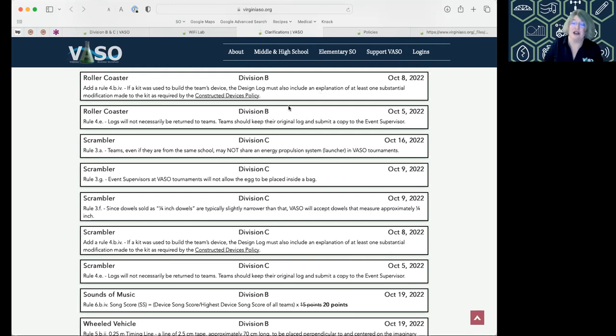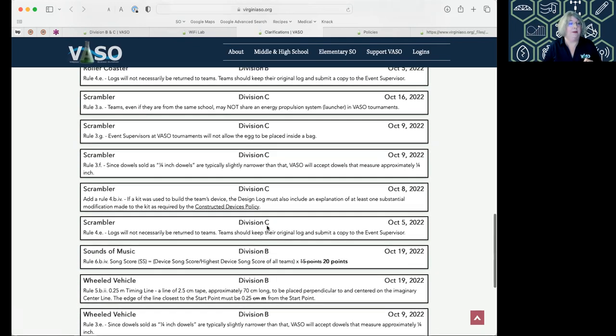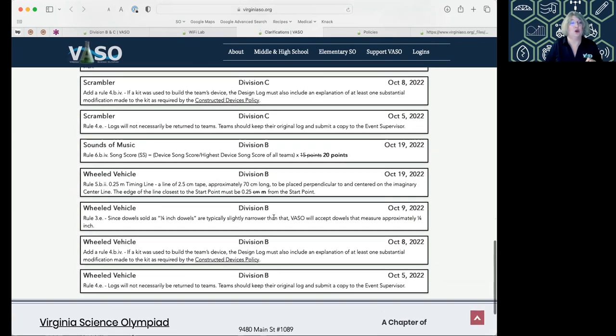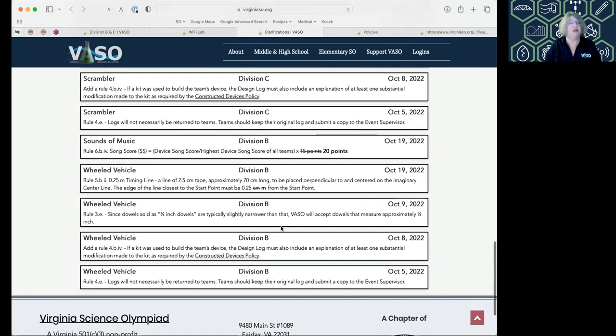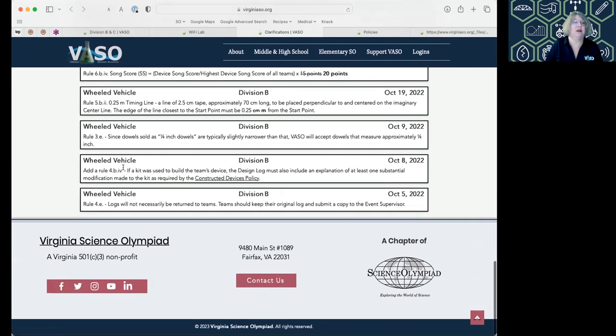This clarification appears in roller coaster. It appears in Scrambler, because there are a lot of vehicle events, and it appears in wheeled vehicle. So be prepared for that.